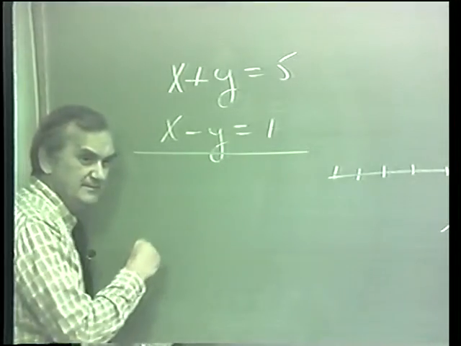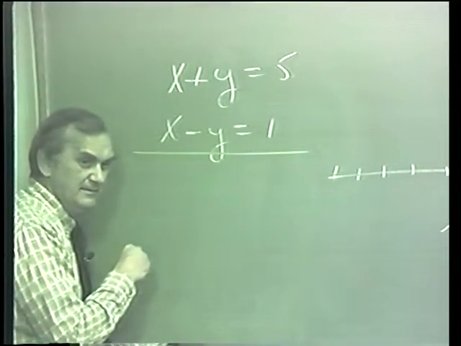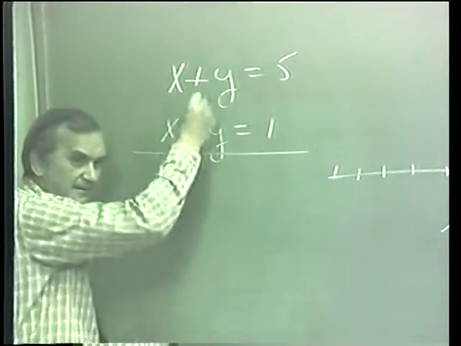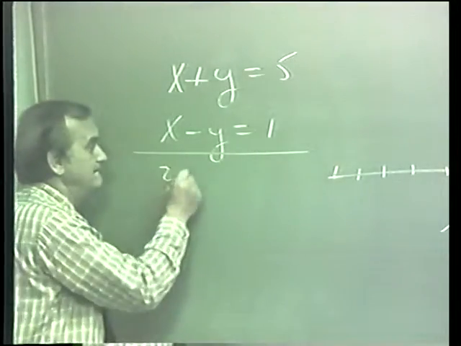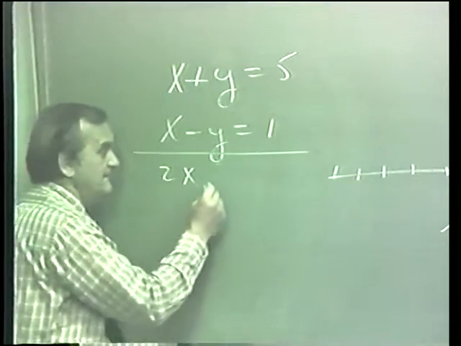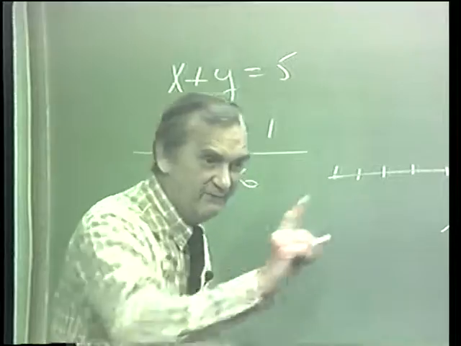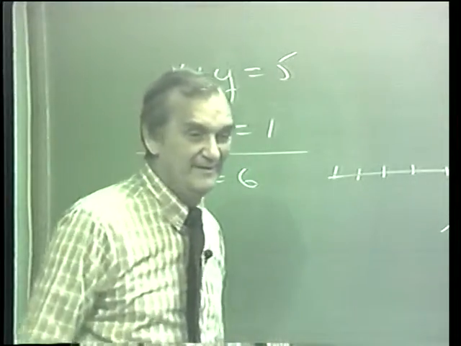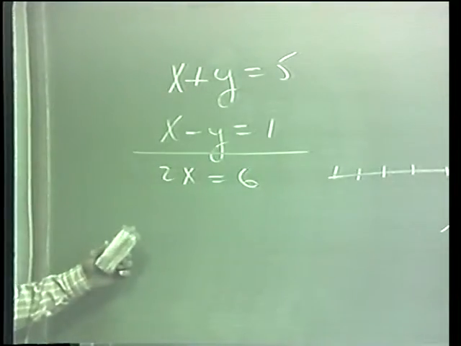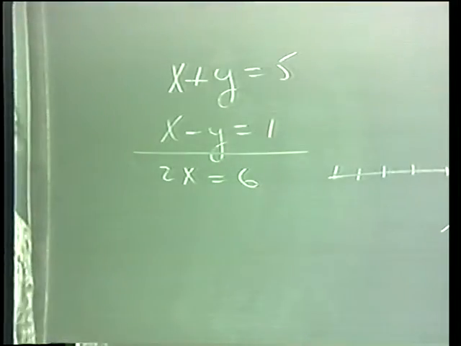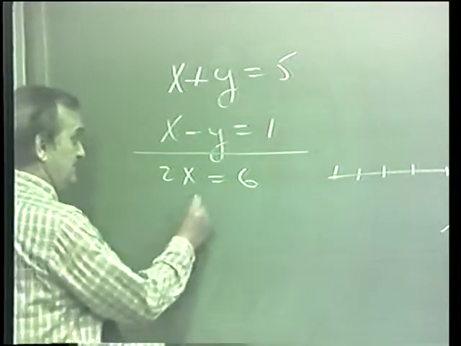If I add these two equations up, Beeb, what do I get? x plus x, 2x equals 6. Notice what we have, Beeb. We have one equation, one unknown. A very, very trivial equation. We solve for x. x equals 3.